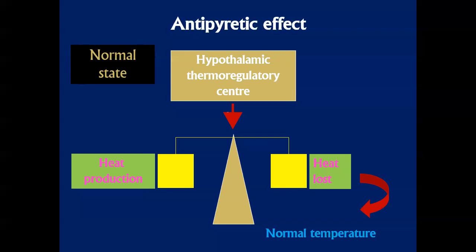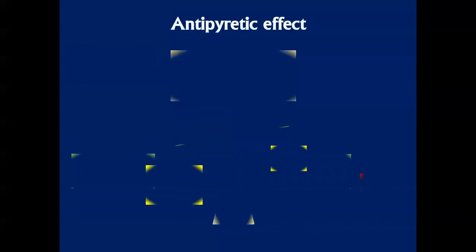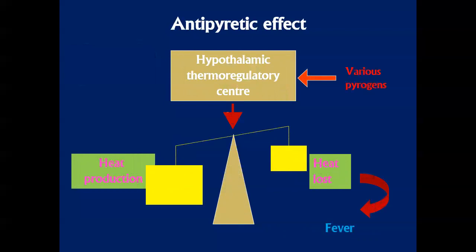Normally, heat production and heat losing mechanisms are in balance, so you are a warm-blooded animal and you maintain your core temperature at around 37 degrees Celsius. However, when various pathogens, bacterial products, infections, and cytokines like IL-6 act on the hypothalamus, the heat regulating mechanism is reset. The thermostat is set at a slightly higher level, and now you have fever. This is the mechanism of fever: the hypothalamus is reset to a new, slightly higher thermostat level.